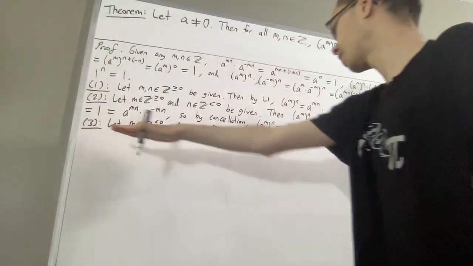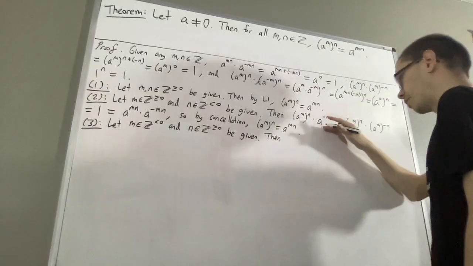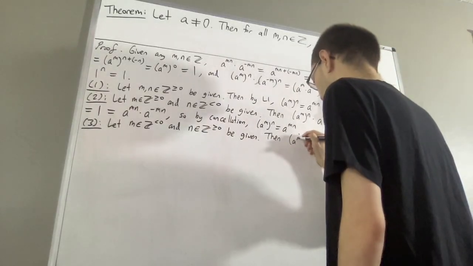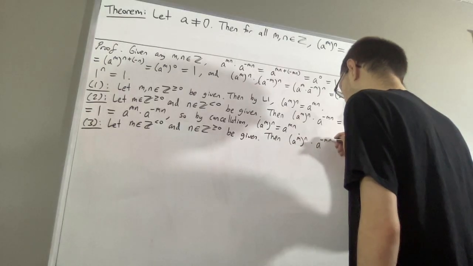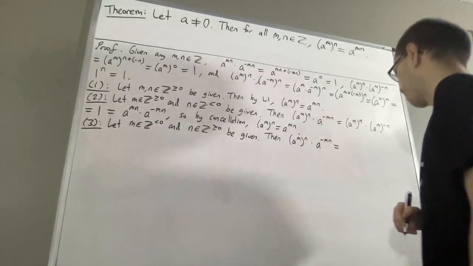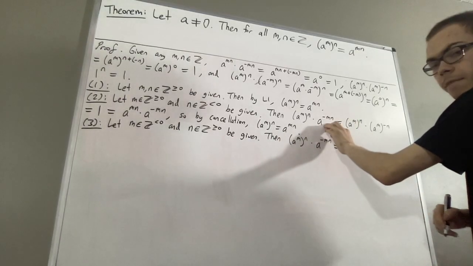The idea for this case is, again, we're going to do exactly the same thing that we did in the second case. We're going to be performing a to the power of m to the power of n times a to the power of negative mn. Now, we're going to express this second factor in a different way.